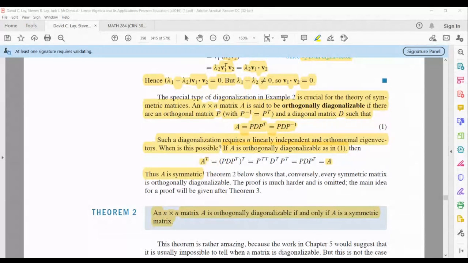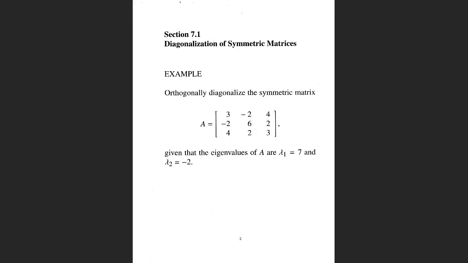Let's take a matrix A here, and we're going to orthogonally diagonalize this matrix A, given that this matrix A has two eigenvalues. Let me give you a moment to copy this down. Let me know if you have any questions.